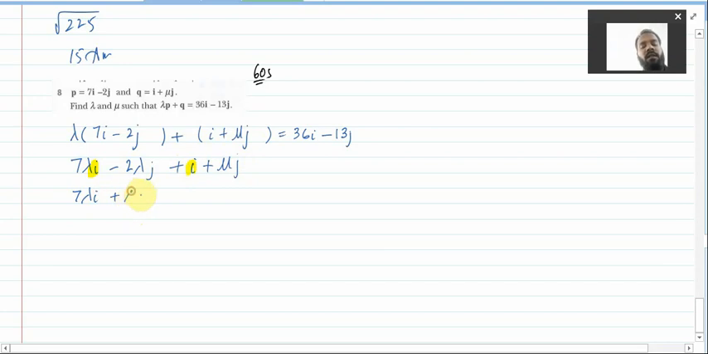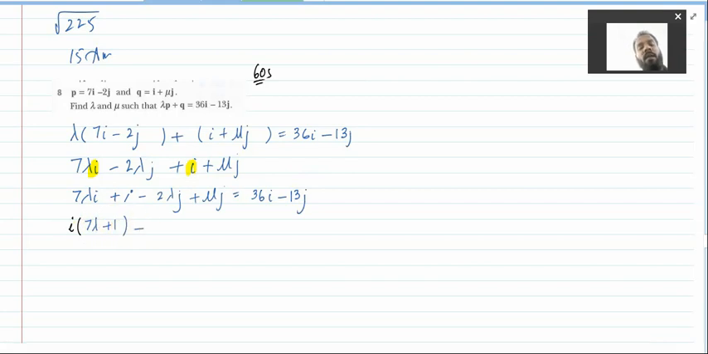Similarly, minus 2 lambda j plus mu j is equal to 36i minus 13j. I will take common here, and the common is i. Inside the bracket it will be 7 lambda plus 1. Similarly, I will take j common here. Inside the bracket it's 2 lambda plus mu equals to 36i minus 13j. Now we are going to compare the coefficients of i and i.